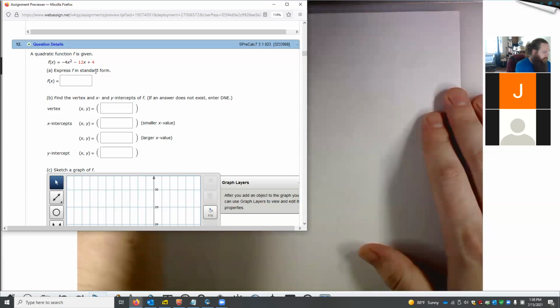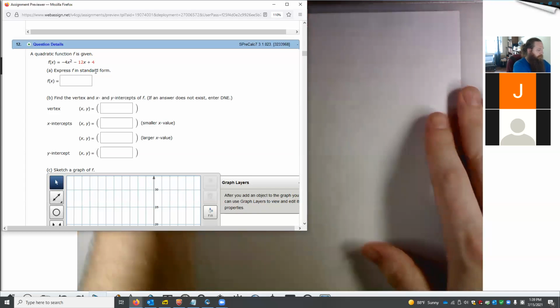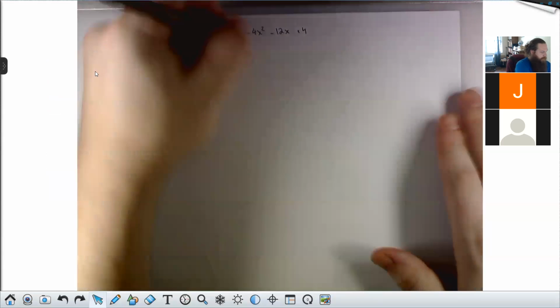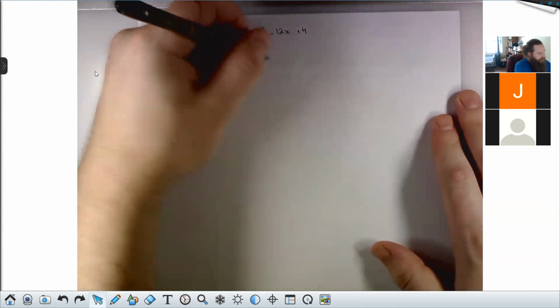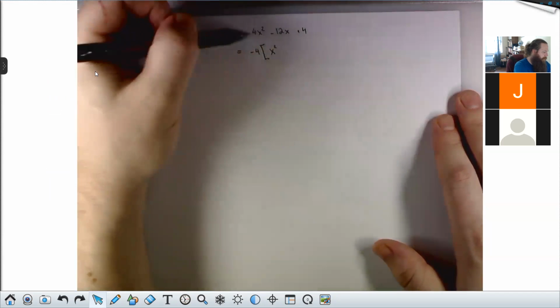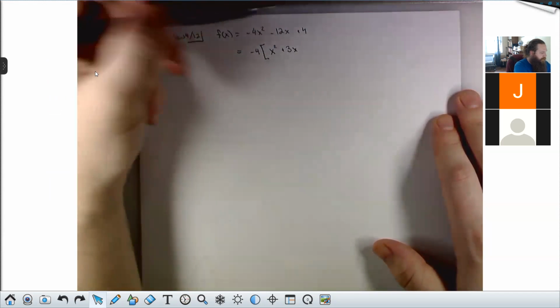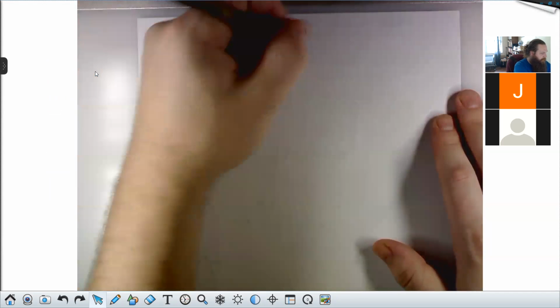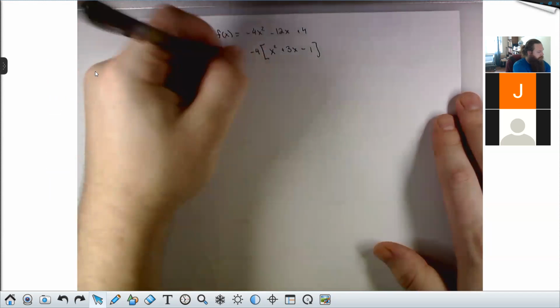Here f of x is negative 4x squared minus 12x plus 4. And again, I factor out the lead coefficient first. This is negative 4 times x squared. 12x, if I divide this by negative 4, I get plus 3x. And then the plus 4, if I divide that by negative 4, I get minus 1. So I first always factor out that lead coefficient, make the lead coefficient 1.